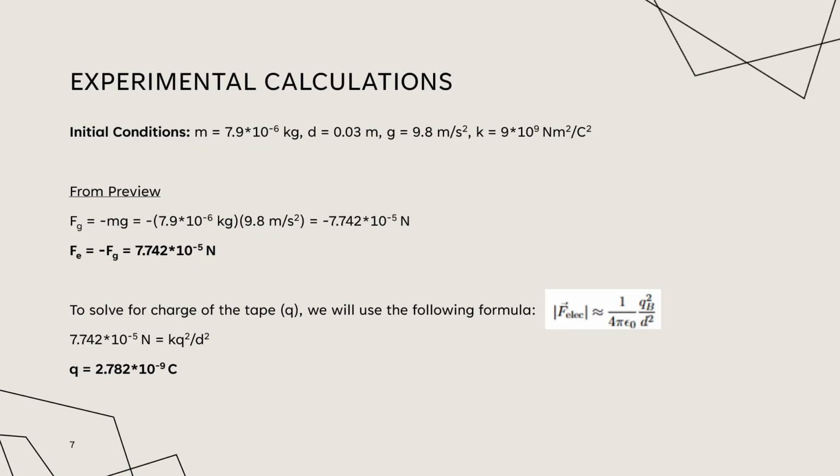So for experimental calculation, we have some initial conditions. The mass of the pieces of tape is 7.9 times 10 to the negative 6 kilograms. The distance at which tape A started to affect tape B is 0.03 meters. g is 9.8 meters per second squared. That's a constant.